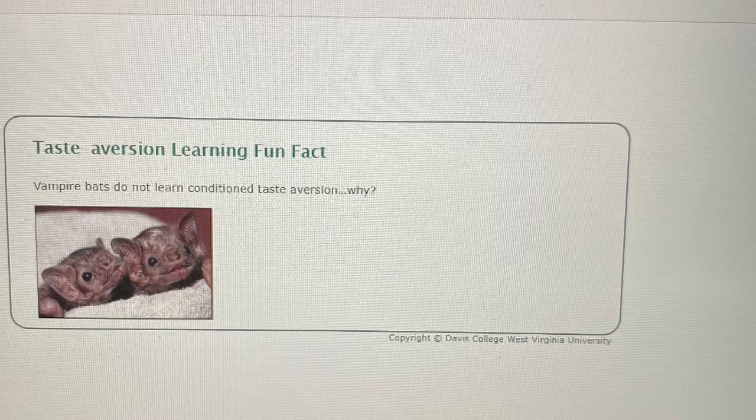Taste aversion learning fun fact. Vampire bats do not learn conditioned taste aversion. Why?